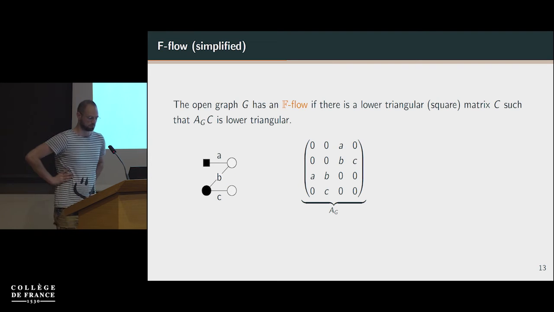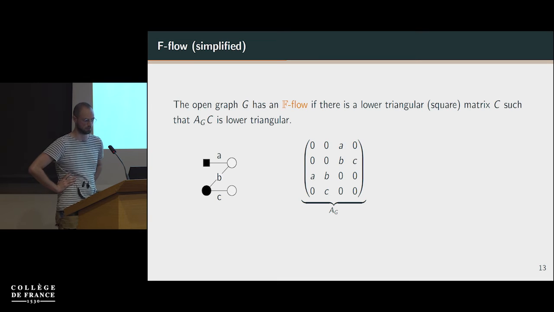Now, how do I determine if the topology of the graph permits me to do this correction? Well, this is where the flow condition comes into play. And so a simplified version of our flow condition is as follows. We say that the open graph G, or the graph state, has a flow if there is a lower triangular square matrix C such that the product of the adjacency matrix of G times the correction matrix C is lower triangular.